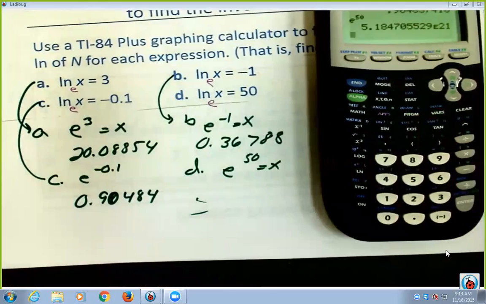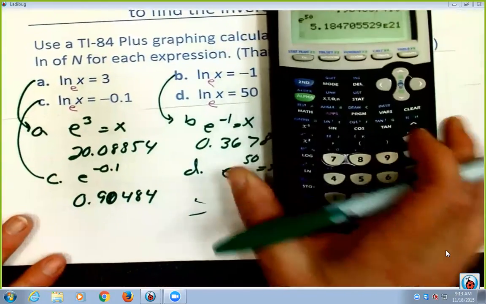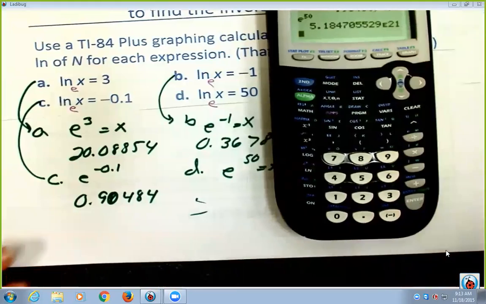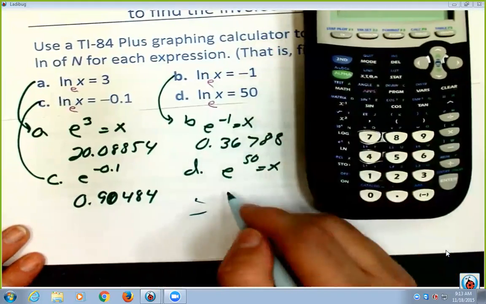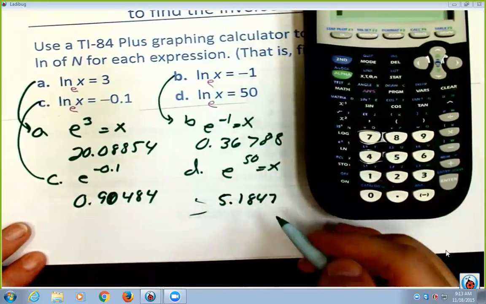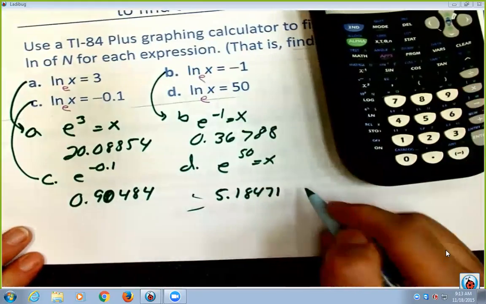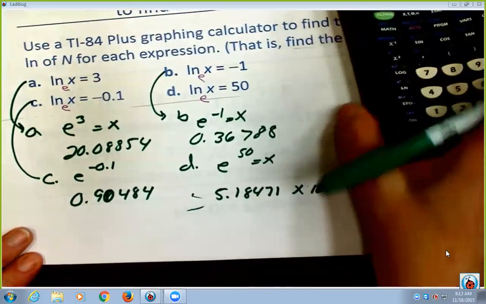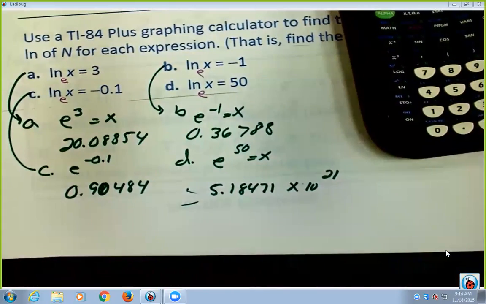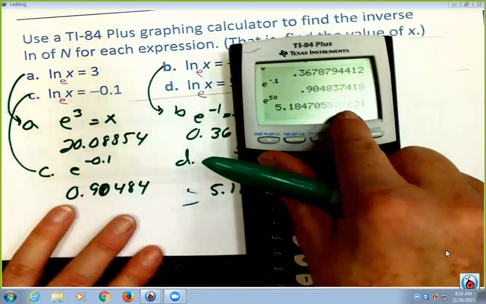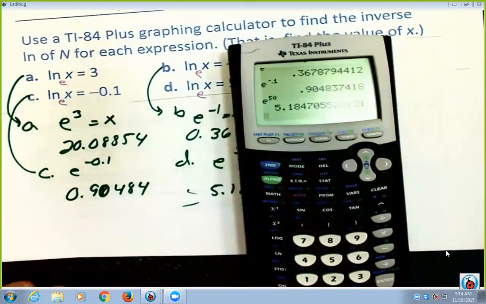And if it comes out in exponential form or in scientific notation, like this one, see how that's got an E in there? When you enter this into Hawks, you're going to get 5.18471 times 10 to the 21st power. So it is a really gigantic number, okay? So be aware if you get an E, that means the base 10 to the 21st power on your calculator.